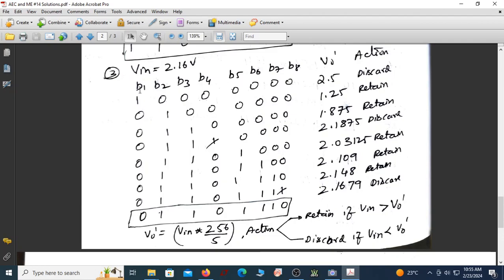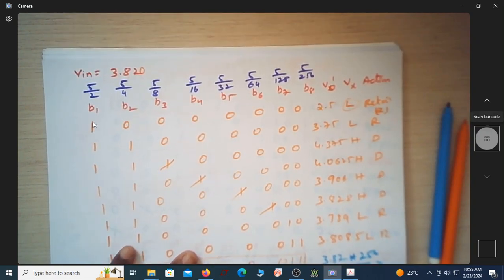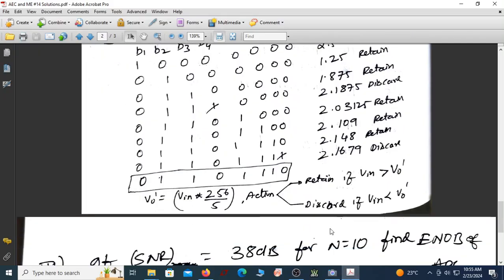If it is 1, as I just mentioned here, what is V naught dash now? V naught dash is actually 5 by 2 here. Here it is 5 by 2 plus 5 by 4, and here it is again. You can see I'm just making this plus this plus this. So the weight of this is 5 by 2, weight of this is this, weight of this.